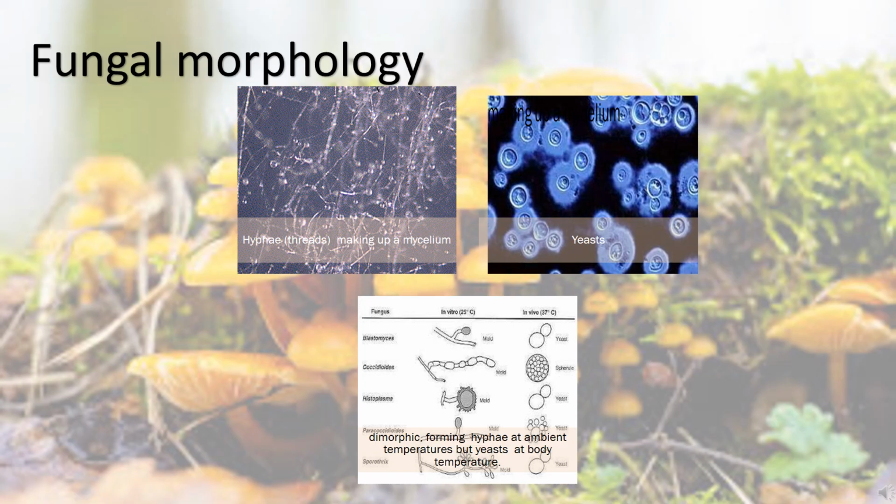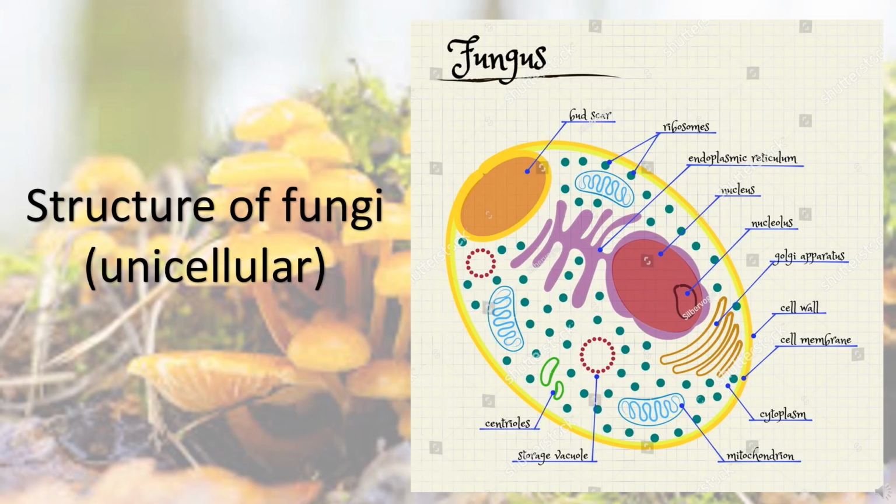Yeasts, unicellular fungi that are typically oval or spherical. They reproduce asexually through a process called budding. Dimorphic fungi, fungi that can switch between yeast and mold forms depending on environmental conditions, like temperature or nutrient availability. Unicellular fungi, primarily known as yeasts, are single-celled organisms. Despite being microscopic, they are complex eukaryotes.